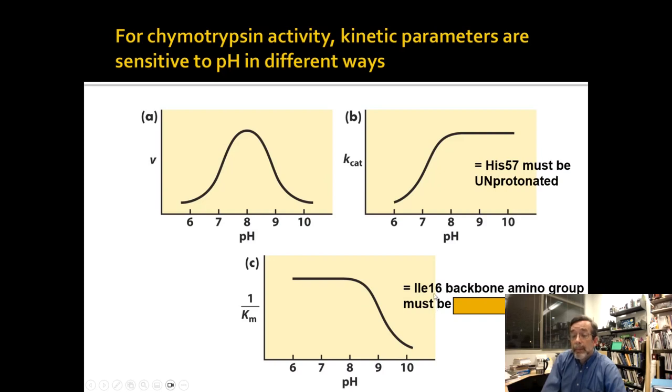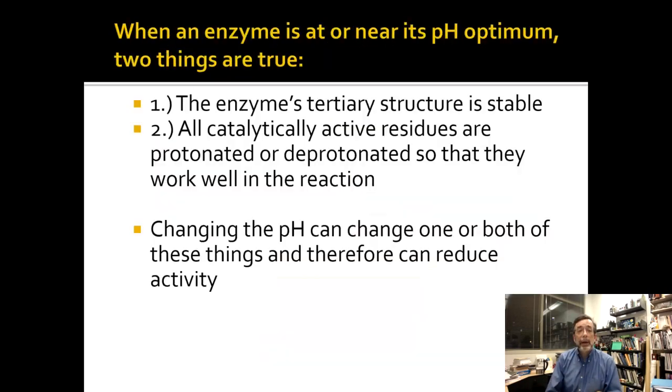We actually trace this to the isoleucine 16 backbone amino group, and it means that if you take the protons away, it stops working. It stops binding to the substrate. So the Ile 16 backbone amino group must be protonated, and that explains graph C. This is a cool way, and this is the way that they got the information. When we talk about enzyme mechanisms and we say this proton has to be here, it's this kind of experiment that, in combination with other experiments, told us what had to go on.